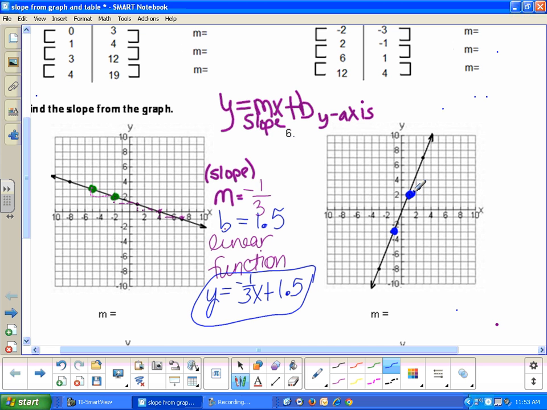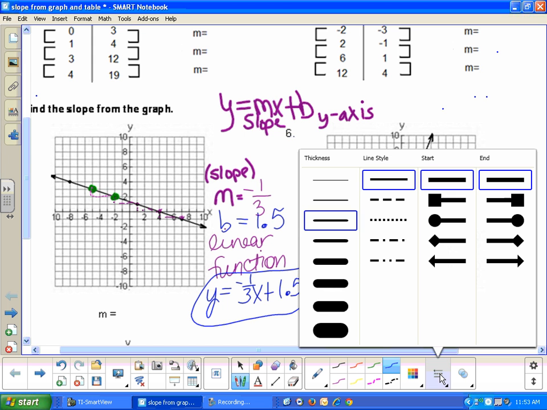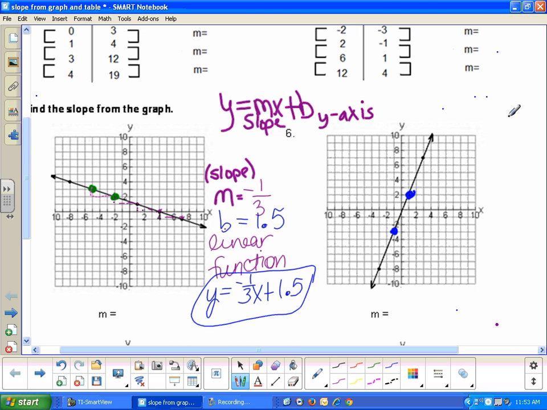Up what? Up 5? Okay. So our slope is going to be up 5 over 2. Where's the y-axis? A little bit below it. It's going to be negative 0.5 or negative 1/2. You can do either one.